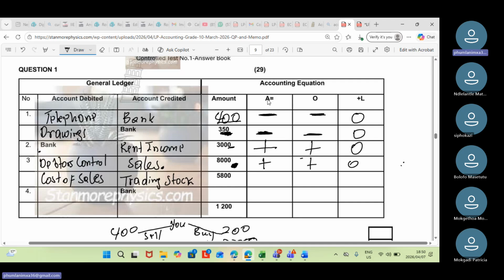Look what is happening to our assets. Assets are decreasing because trading stock is decreasing. Cost of sales is an expense. Expenses, they have a negative impact on owner's equity. There's no impact on liabilities. Please don't memorize and say there's always no impact on liabilities. No, there will be a transaction that will affect liabilities.